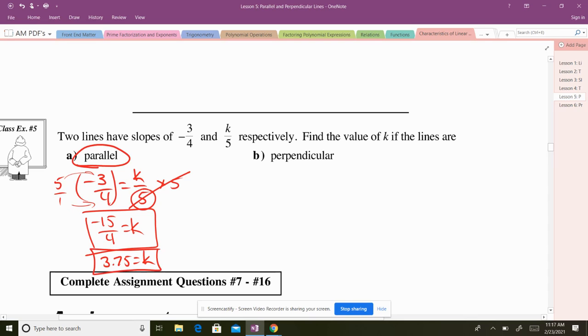Okay, last question. If I say the lines are perpendicular, what does that mean? What do you do with the slopes? You flip it and make one of them negative. So if I already have the one that's negative, what should I do? Just flip that one. Don't flip the other one. You only flip one of them, okay? So let's flip this one. So it's 4 over 3. And if I make it negative, let's put a negative, and then it has to equal k over 5.